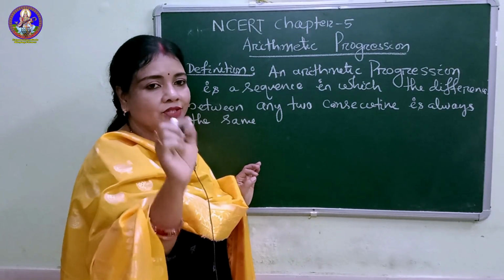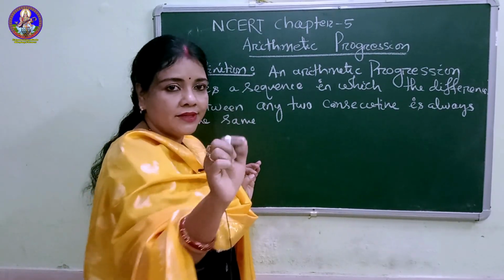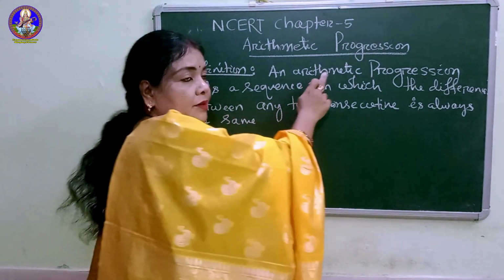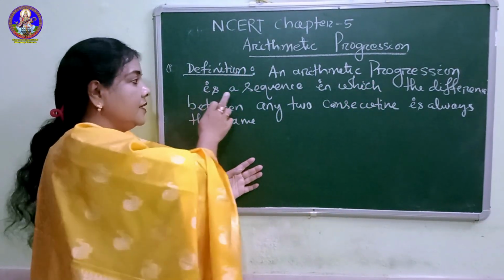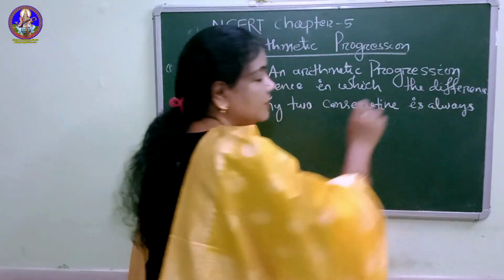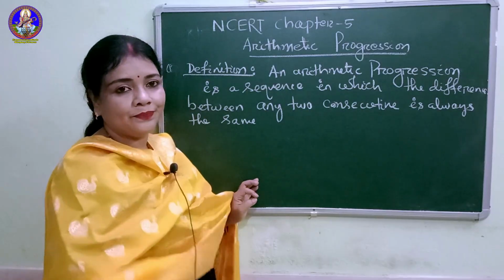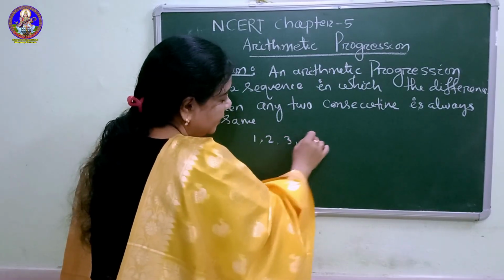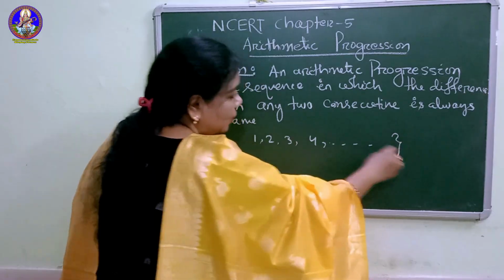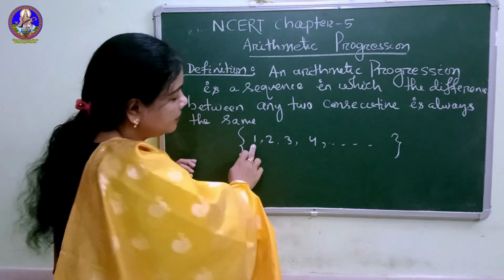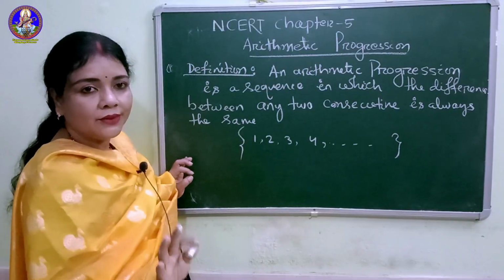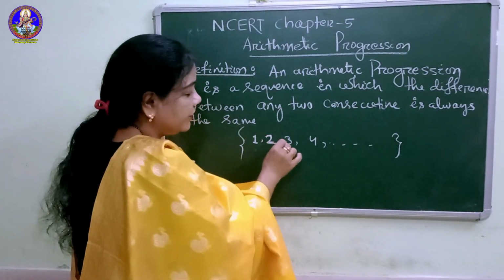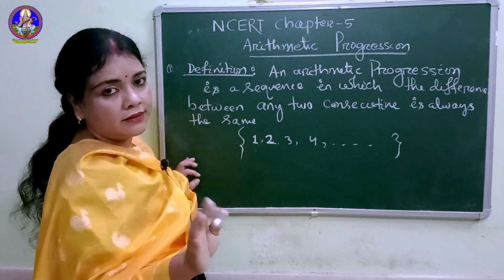Sequence means if you write consecutive numbers or any alphabets in series, that is known as a sequence. So, arithmetic progression, AP, is a sequence in which the difference between two consecutive numbers is always the same. For example, if I write 1, 2, 3, 4 and so on, these are simple integers. Here 1 is the first number, then 2, 3 and so on, second, third and so on.